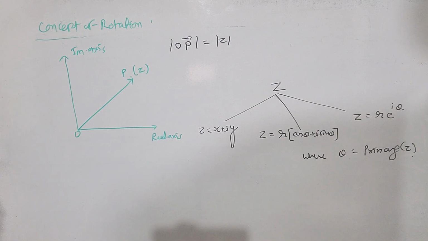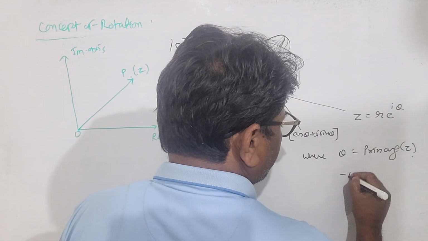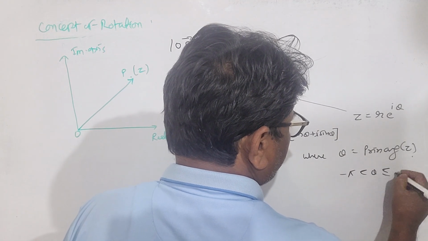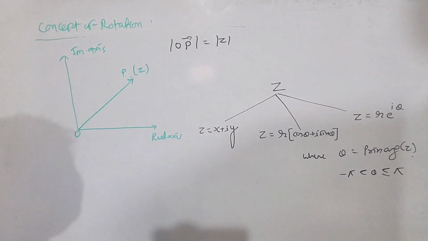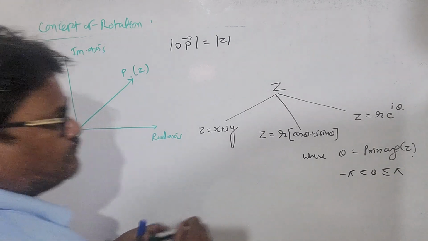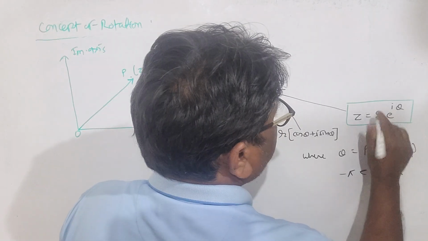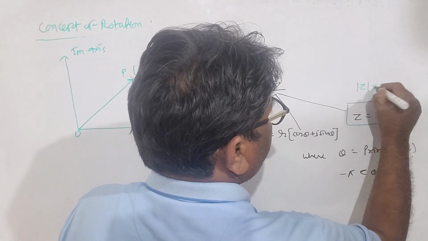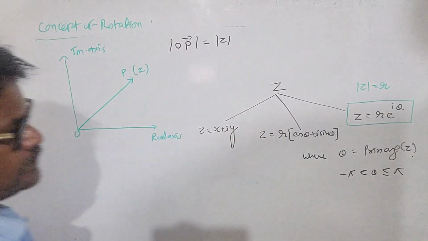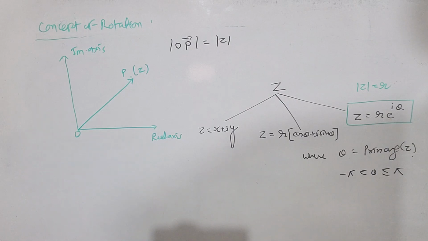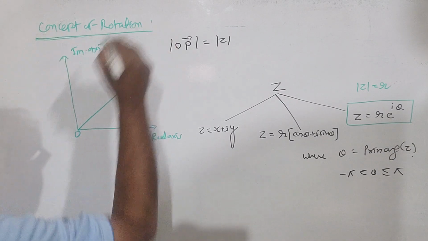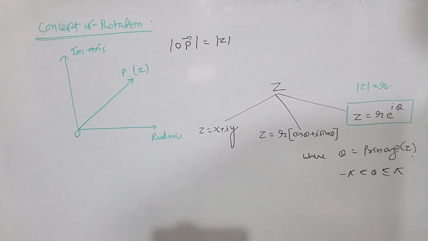The principal value of the argument of Z always lies between minus pi to pi, including pi. So this Euler form of a complex number, Z equal to R into e to the power iota theta, where R is the modulus of Z. This form we will use over here in the concept of rotation of a complex number. Correct? Okay, fine.